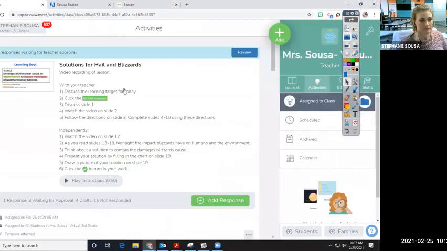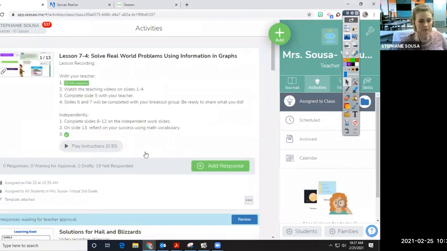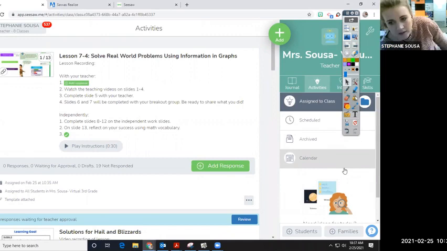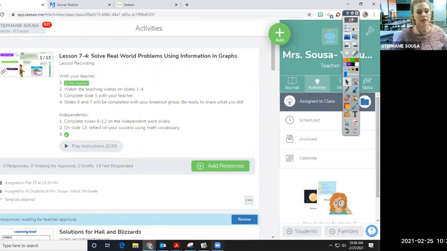All right, yos. Time to get on to our graphing. On that seesaw, click on that light bulb. The lesson is titled Lesson 7-4, Solve Real World Problems Using Information in Graphs. It says with your teacher, we're going to watch some teaching videos on slides 1 through 4. We are going to complete slide 5 with your teacher.